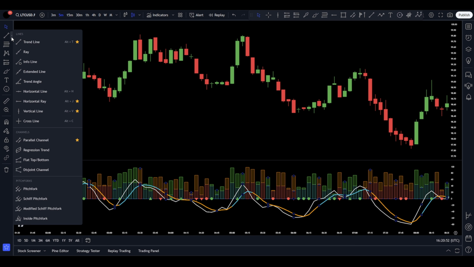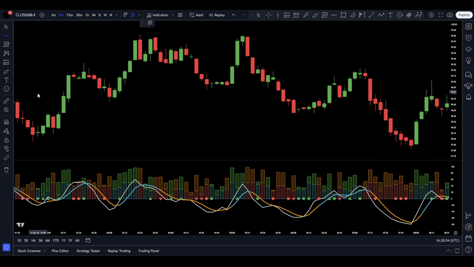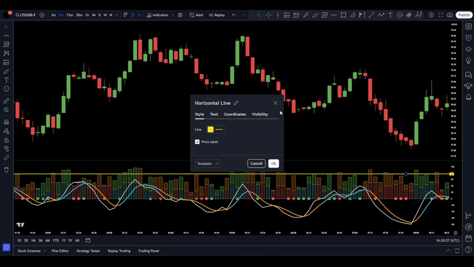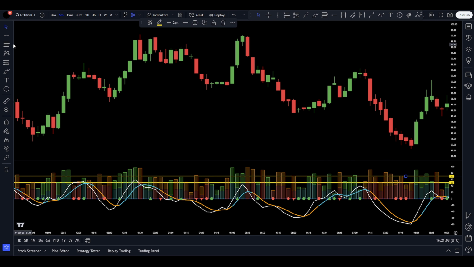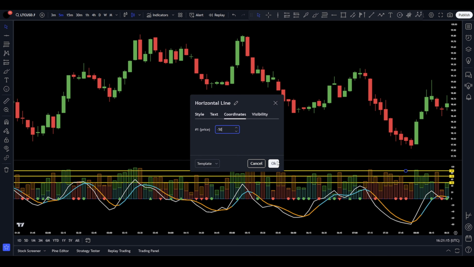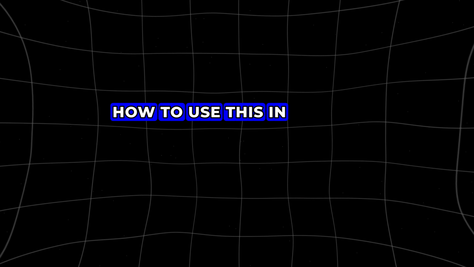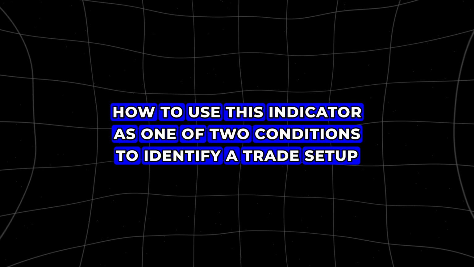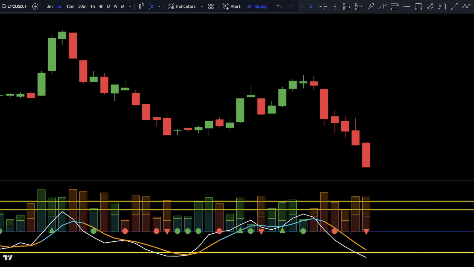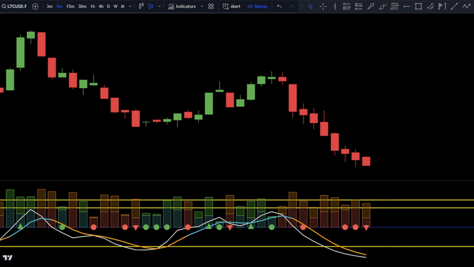Next, open the toolbar and select the Horizontal Line tool. Add a horizontal line at the 50 level. I recommend using a yellow color and setting the line thickness to the second option for better visibility. Repeat this process to add lines at the 70 level and the -50 level as well. Now let's see how to use this indicator as one of two conditions for identifying potential trade entries. I'll showcase one example of a buy setup and one for a sell setup to keep it straightforward.